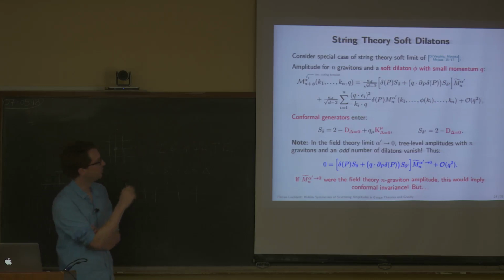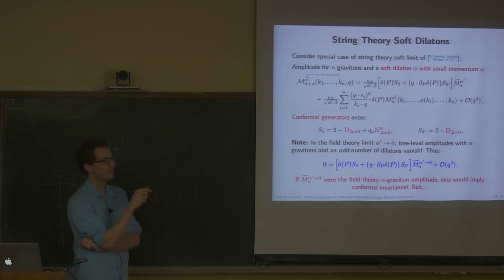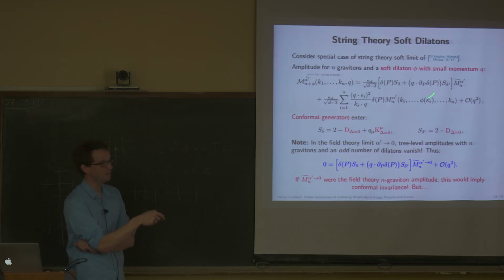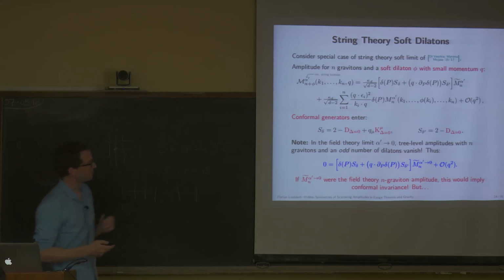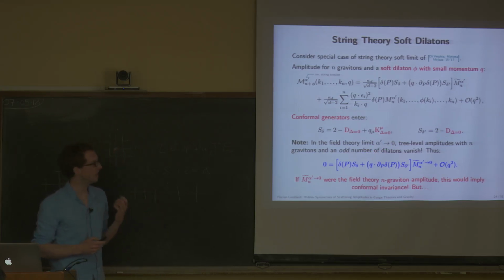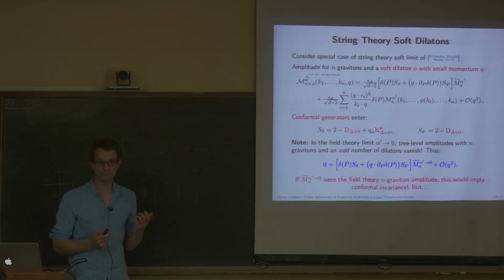It's not so important that you try to understand this in much detail. The important thing is the structure, namely, firstly, that I have here these operators S delta and S delta prime, which include the conformal generators with conformal dimension delta being 0. So these are differential operators that enter here in this soft limit. And secondly, if I take the field theory limit alpha prime to 0, then tree level amplitudes with n gravitons and an odd number of dilatons actually vanish.